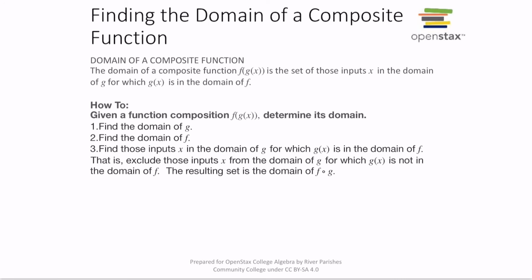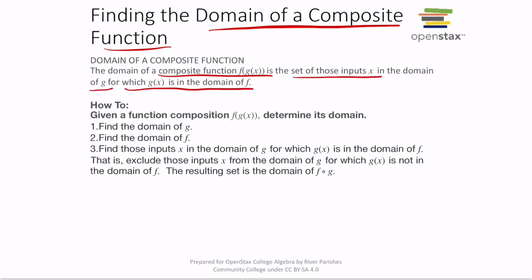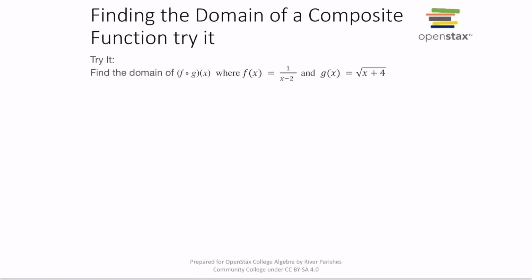Next, how do you find the domain of a composite function? So the domain of a composite function is basically the set of x values in the domain of g for which g of x is in the domain of f. So how do you understand this? First, we find the domain of g. Second, we find the domain of f. And we find those inputs x in the domain of g for which g of x is in the domain of f. So let's take an example so that we can understand it better.